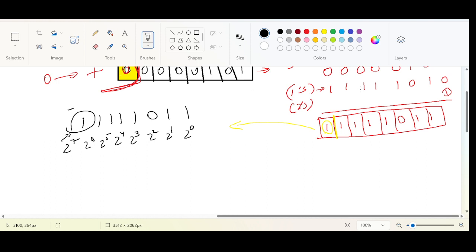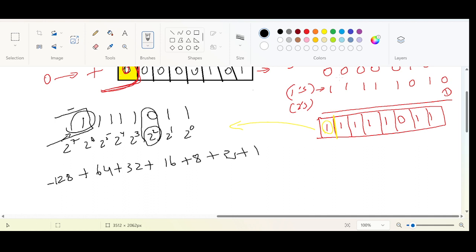128, right? Correct me if I am wrong. 128, not positive 128, minus 128, because I said the leftmost bit, or the most significant bit, is reserved for the sign. So minus 128 plus 64 plus 32 plus 16 plus 8. This will not be evaluated because it is 0, right? Plus 2 plus 1, right? So minus 128 plus, do the calculation, 64, 74, 84, 94, 96, 106, 112, 120, 123.